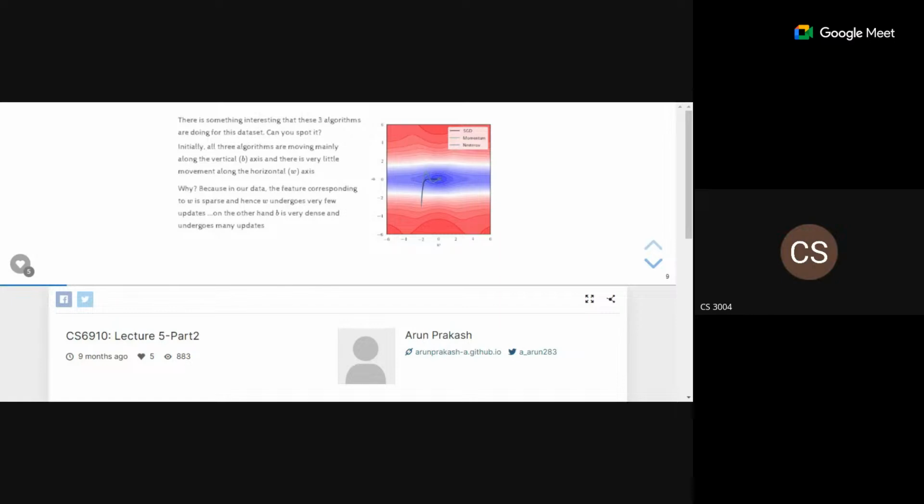The feature corresponding to W, the feature corresponding to B. I think it should be interpreted in that way. The feature corresponding to W is sparse, and hence W undergoes very few updates. On the other hand, the feature corresponding to B is very dense and undergoes many updates. But the features would be the same for W and B, so how can W be sparse and B be dense then?